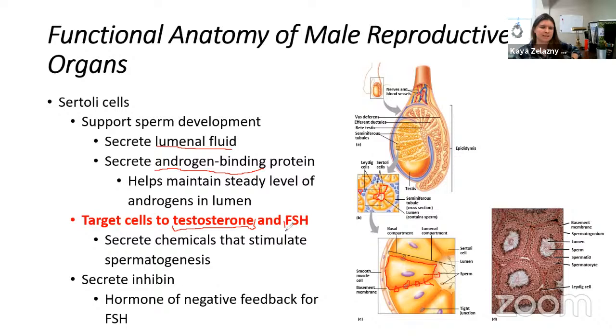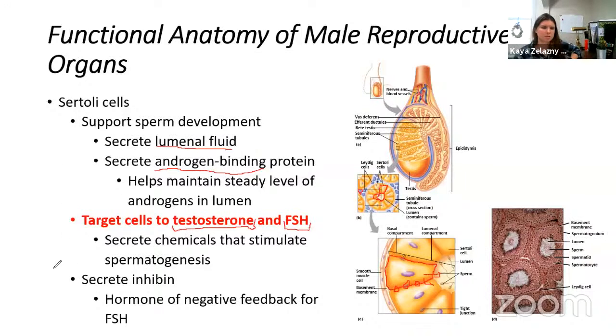And FSH, follicle stimulating hormone, which we talked about a long time ago when we talked about the endocrine system and the hypothalamus. It was part of one of our flows of hormones, right, our tropic hormones. They come back into play now. They're also acting on the Sertoli cells, helping stimulate spermatogenesis, helping stimulate the development of sperm.